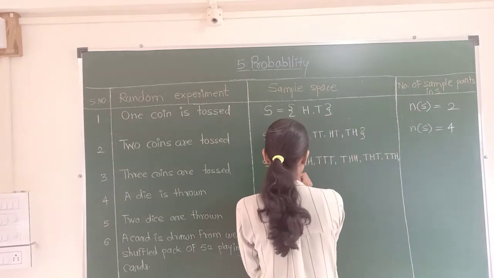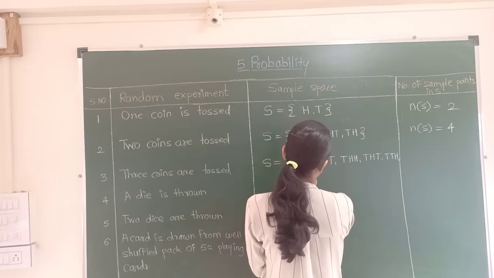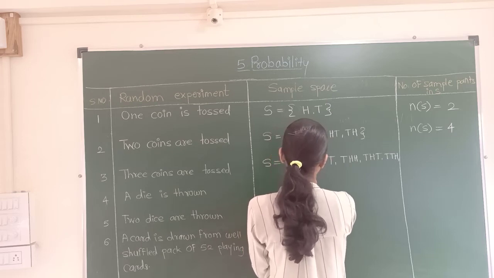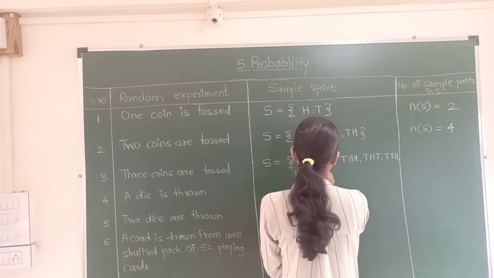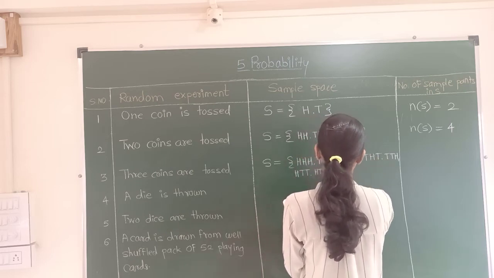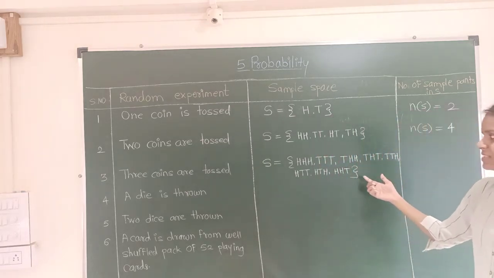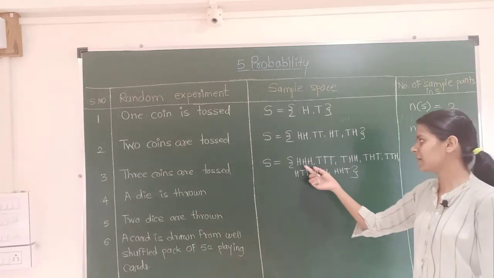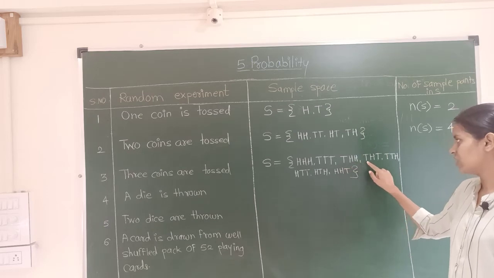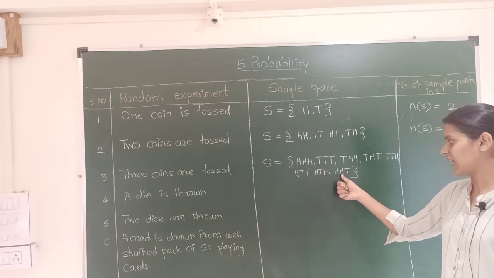The remaining are HTT, HTH and HHT. These are the sample space when 3 coins are tossed. See, HHH, TTT, here H is head and T is tail, THH, THT, TTH, HTT, HTH and HHT.